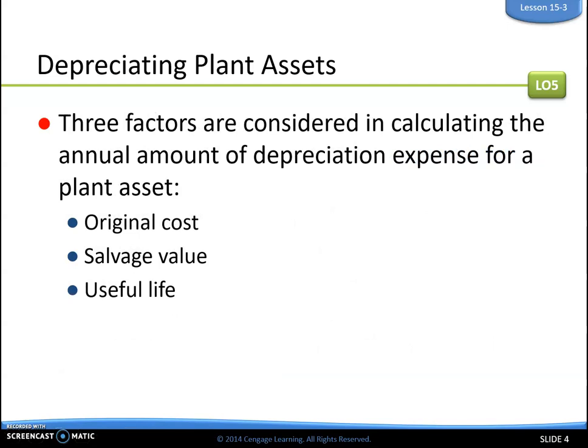So there are three factors that we're going to look at when we're figuring out our depreciation for a plant asset. The three things are the original cost of that plant asset, the salvage value of that plant asset. What they mean by salvage value is, when I plan on using it till I can't use it anymore, how much do I think I could get rid of it for? What amount of money do I think it would be worth? And then the useful life. The useful life is how long do I think that I'm going to be using that plant asset?